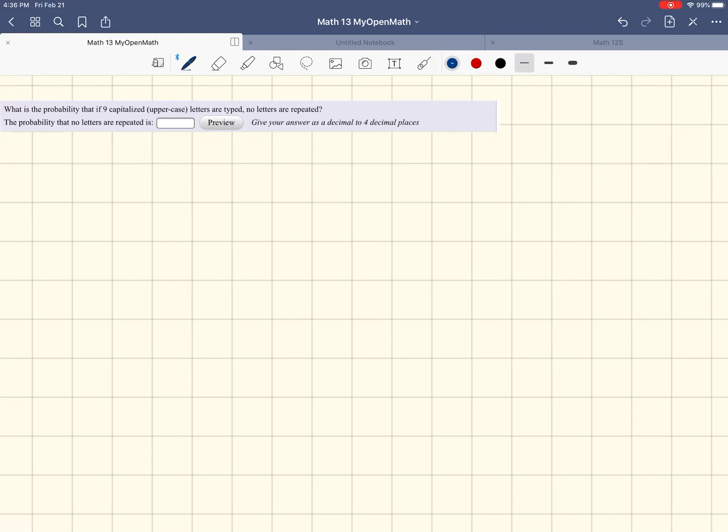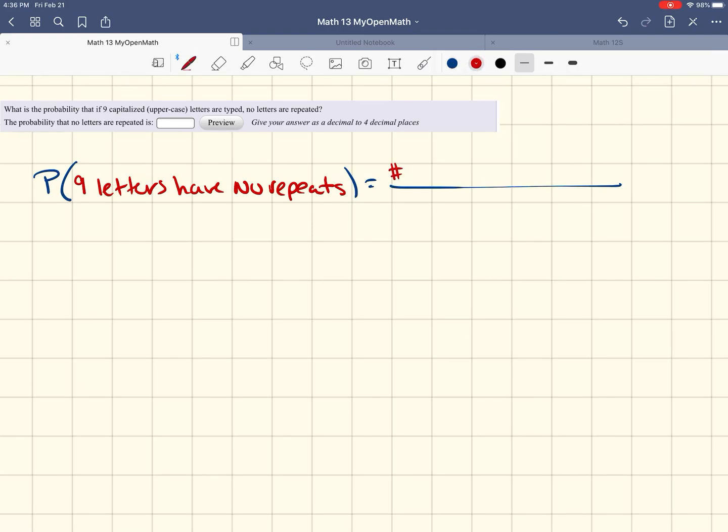Here we're asked to find the probability that if 9 capitalized letters are typed, no letters are repeated. So remember, when you're finding a probability, the probability that 9 capital letters have no repeats is going to be equal to the total number of ways to have 9 non-repeated letters.